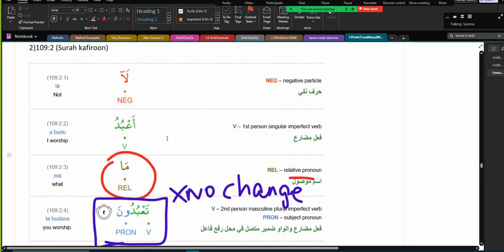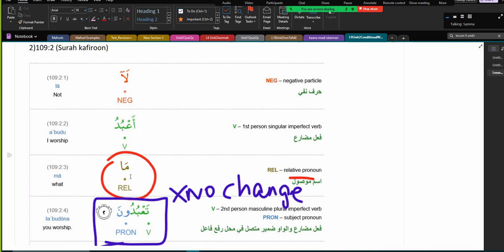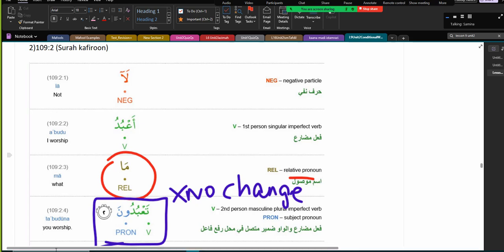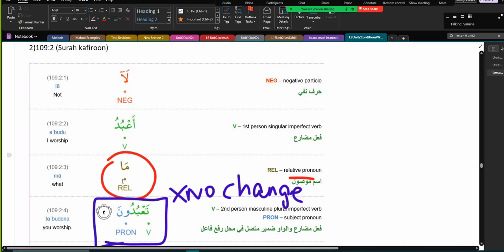And Surah Kafirun, La a'budu ma ta'budun. So what type of ma is this? You learned about the question ma, the question word. You learned about the ism mausul, relative pronoun. And now you also learned about a conditional word. So this cannot be a conditional word because this is not making the mudare after it majzoom. And look at the translation: not I worship, what you worship. So this ma is a relative pronoun. It is ism mausul.